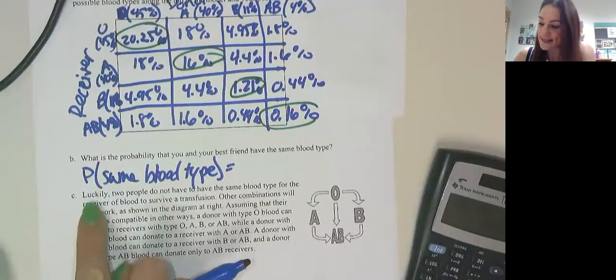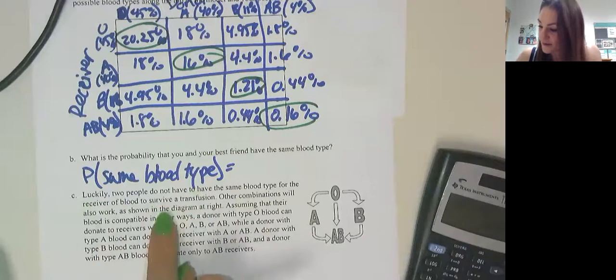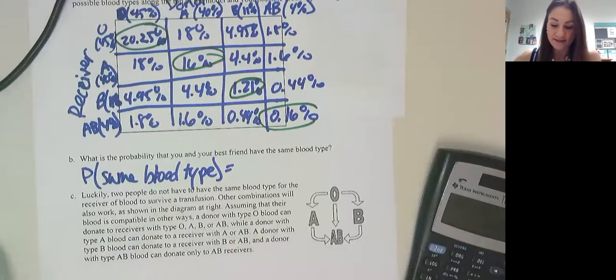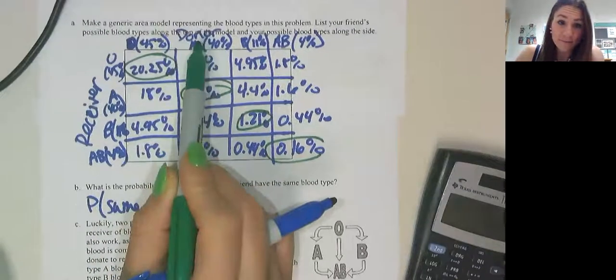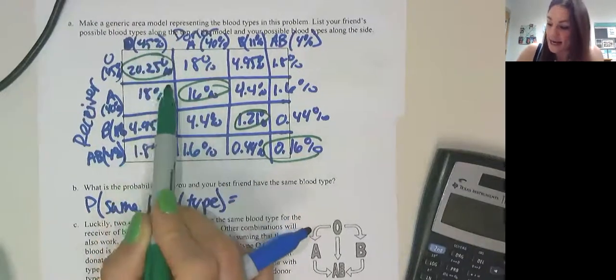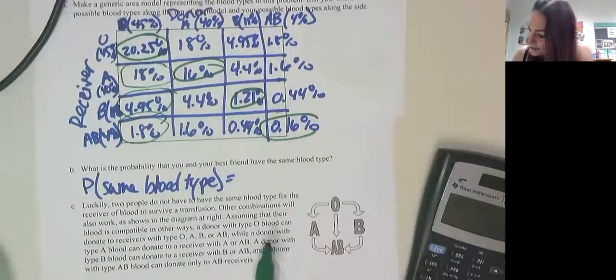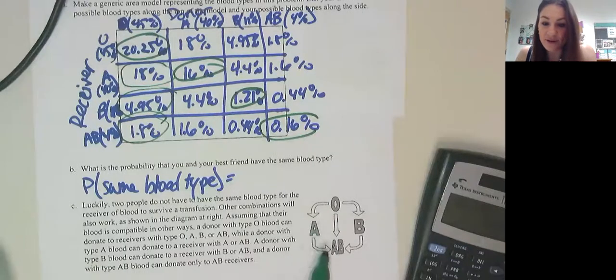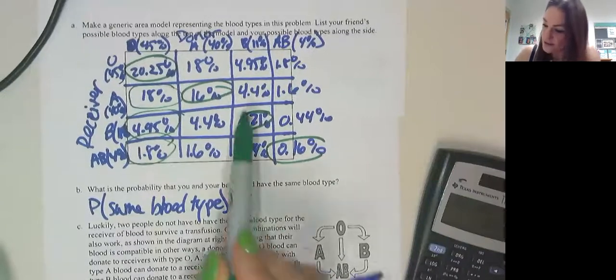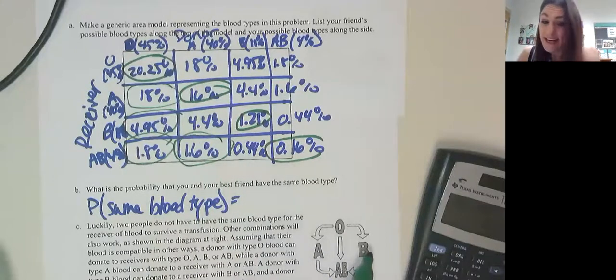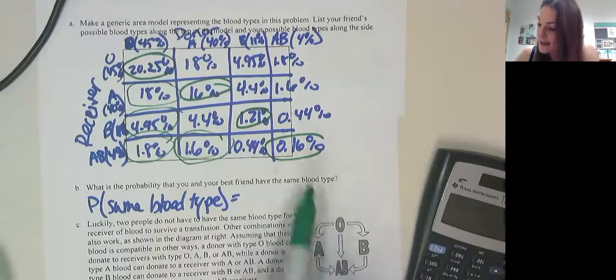Now, in C it says, luckily, two people don't have to have the same blood type. O can donate to anybody. That's because they're often referred to as the universal donor. So if the donor has O blood, they can give to anybody. So all of these would work. Then A can give to not only A, but AB as well. So A can give to A and AB. B can give to B and AB.